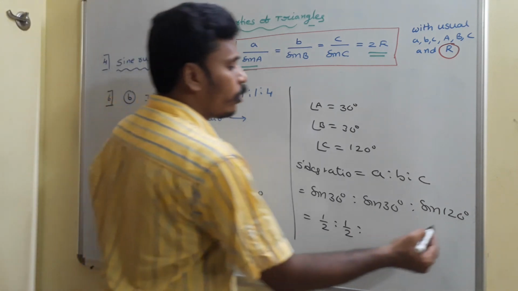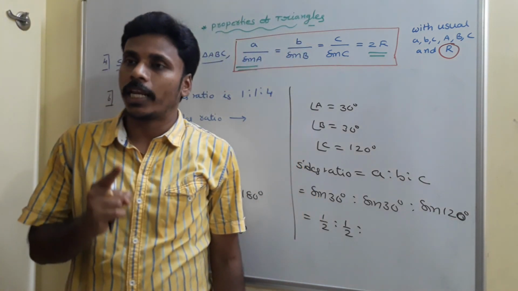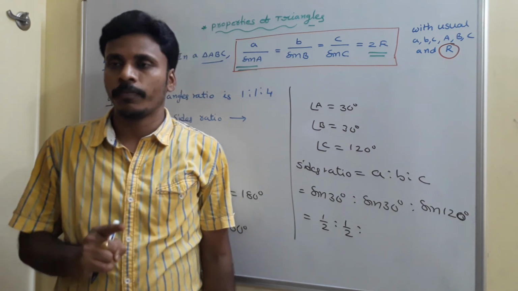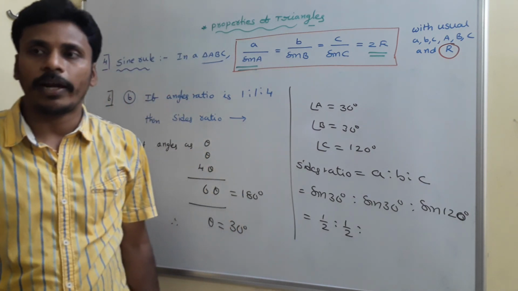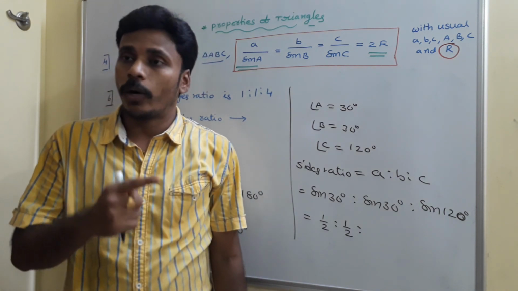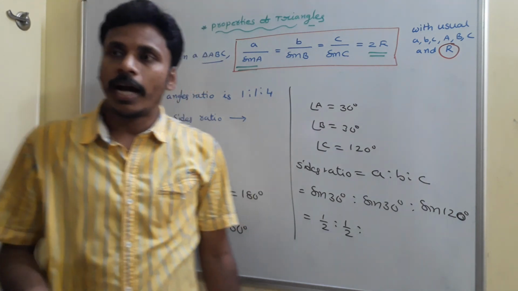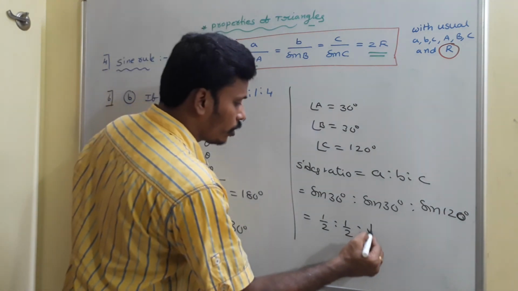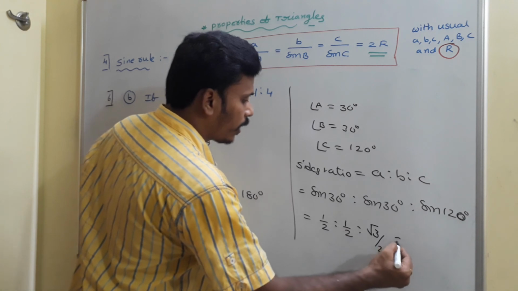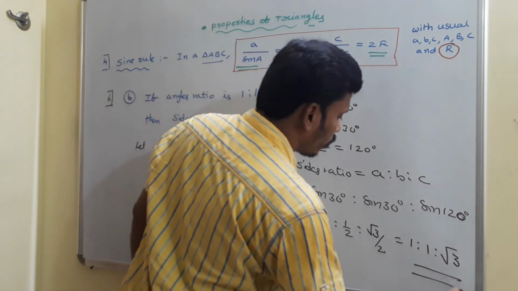See, what is the value of sin 120? That's what you need to think. Sin 120 degrees is sin of 180 minus 60. All these things you learned in trigonometry, right? Those concepts you need to use to find out the values again. Sin 120 is sin of 180 minus 60, which is sin 60, and sin 60 is root 3 by 2. So this is root 3 by 2. And on simplification you will get 1 is to root 3.